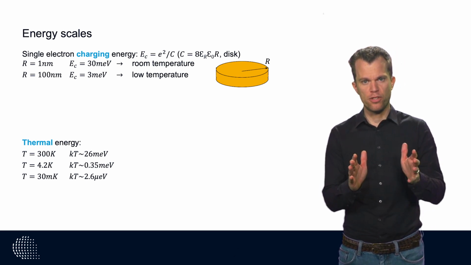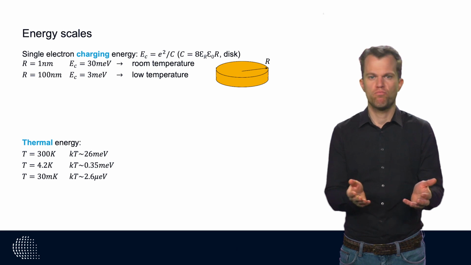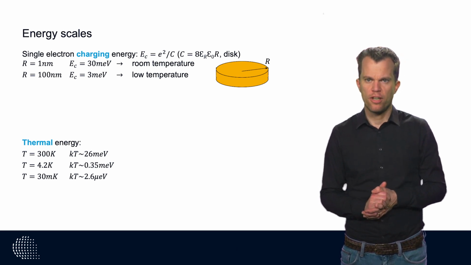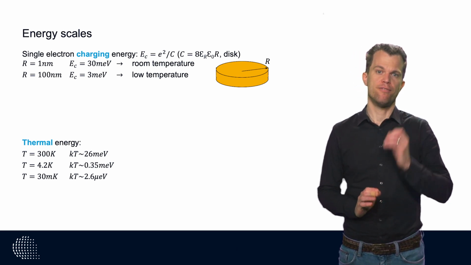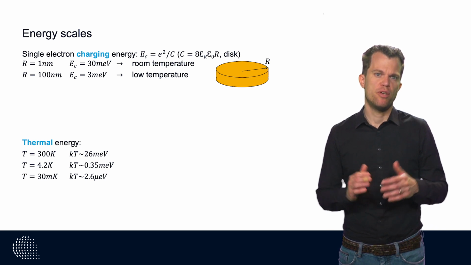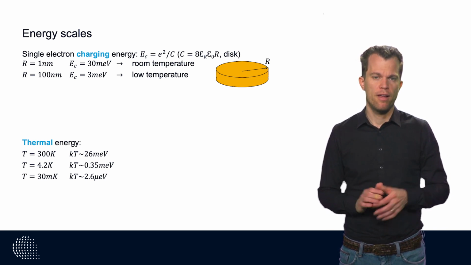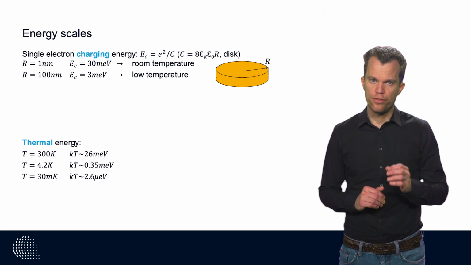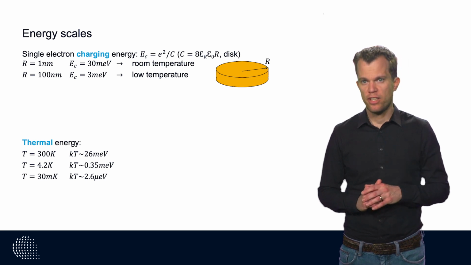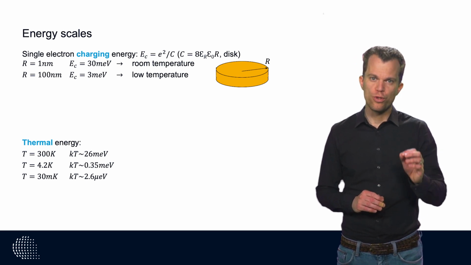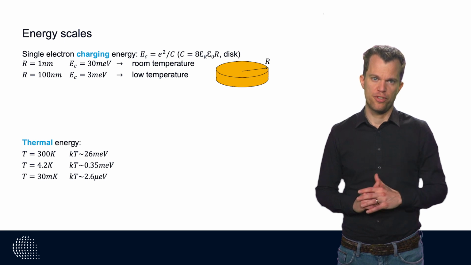For quantum dots that are lithographically defined, typical sizes are of order 100 nanometers. And then, the charging energy is only about 3 millielectron-volt. Thus, in order to observe the discrete nature of a semiconductor island, we need to cool toward low temperatures.